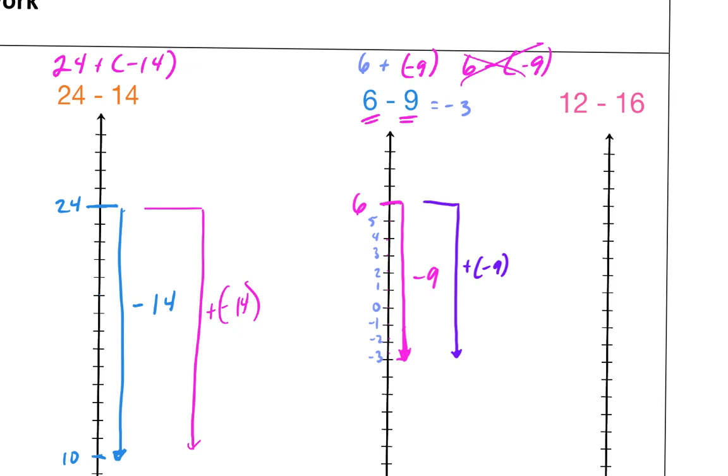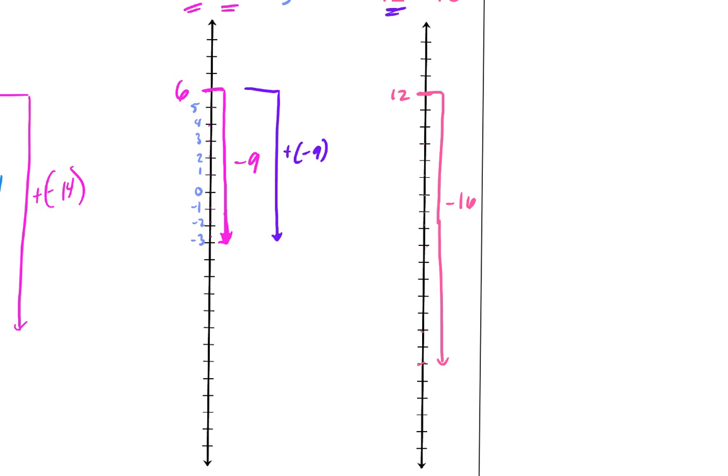Okay? So if we have 12 and we're taking away 16. Well, if I'm at 12, that's where I start, right? So I'm going to have 12 and I'm going to take away 16. That's taking away 16 positives. So I'm going to drop down 16. So it's going to look like that. We're going to go down 16 steps.